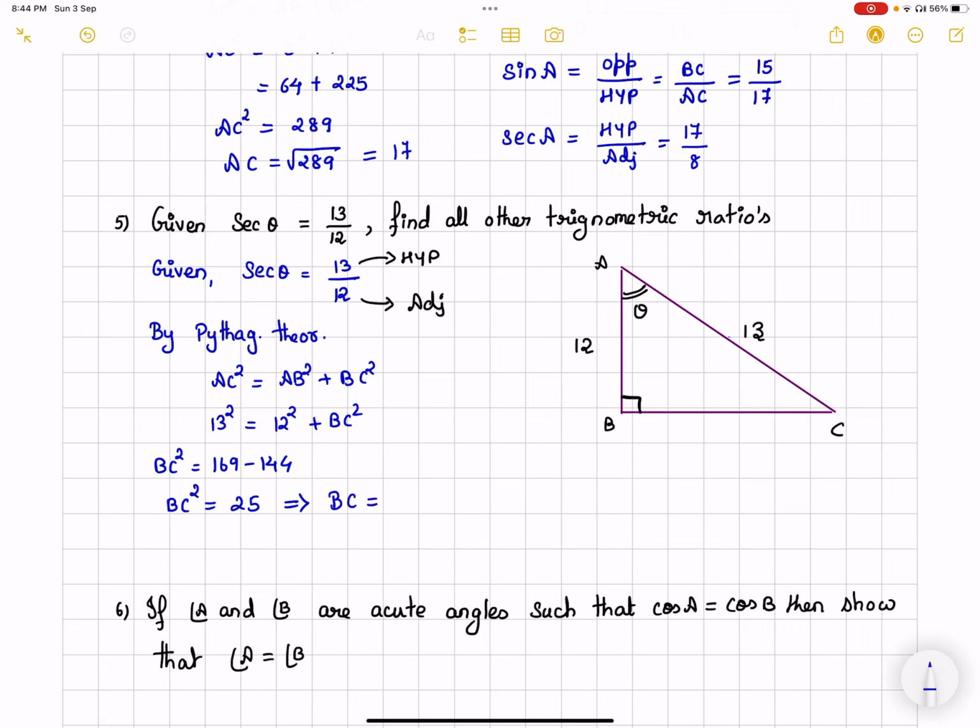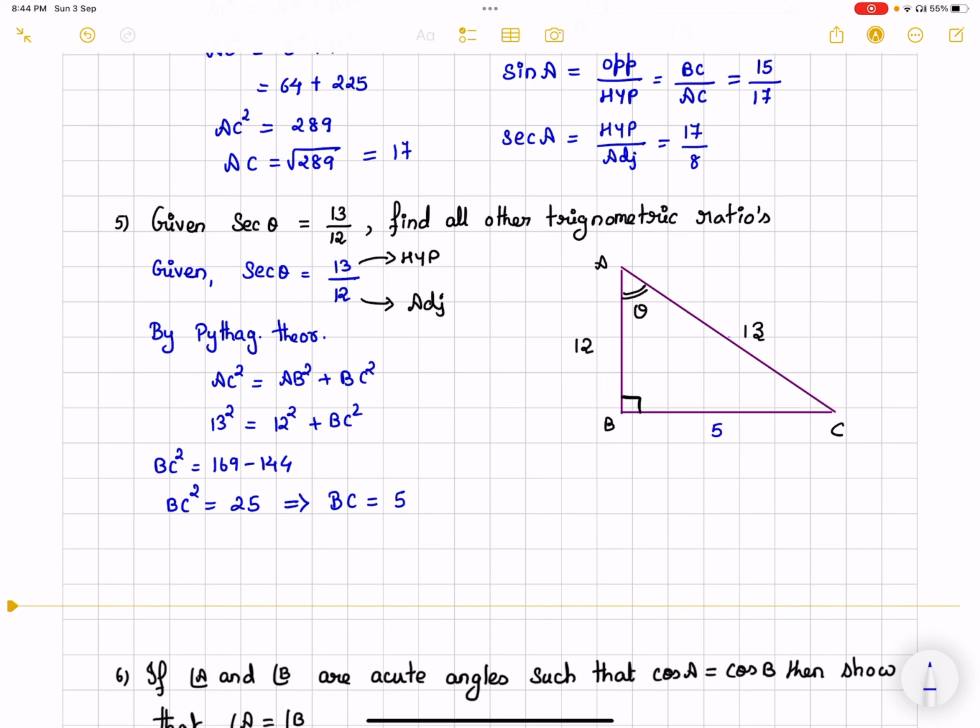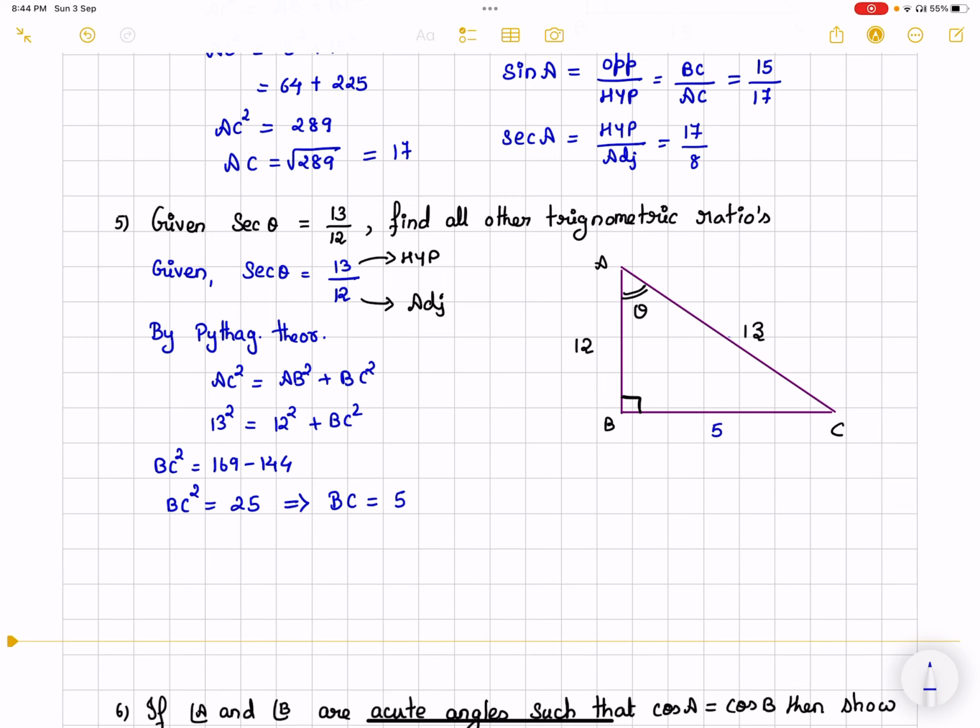BC is equal to plus or minus 5, but I would take only positive 5 because we are measuring a side of a triangle and the length can't be negative. So that's the reason I'm taking positive 5. So BC is equal to 5. We found that. Then they are asking me to find out all the other ratios. So let's find out all the other ratios.